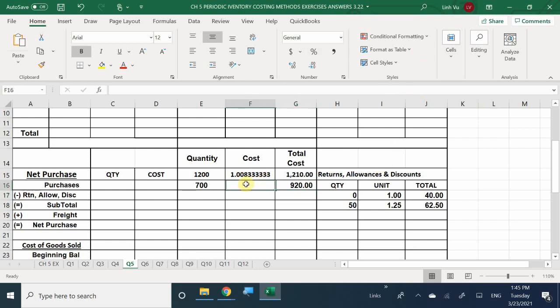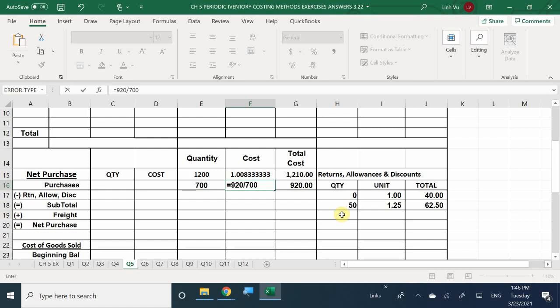So in this case, I'm going to take my 920 and divide it by 700. Here I must type in my numbers because essentially I'm going to use my calculations here. I'm going to calculate my cost of goods sold. So I have to keep this there. Okay. So here I am, right?